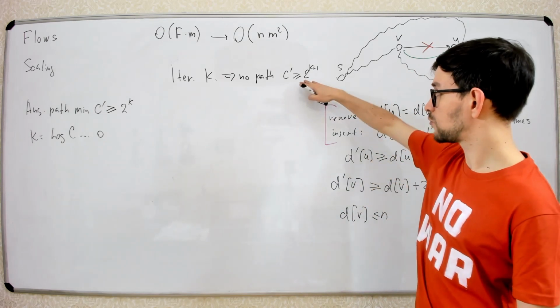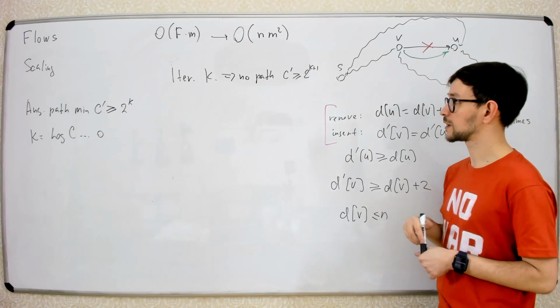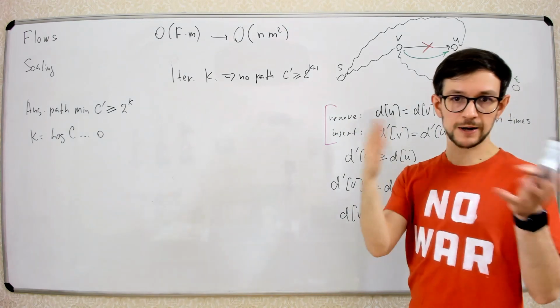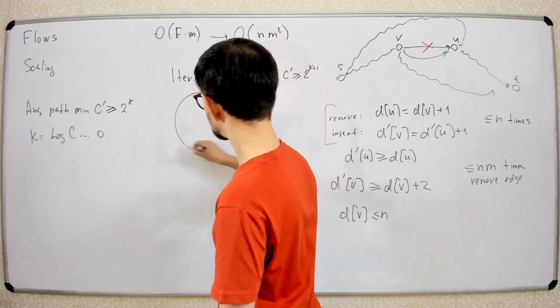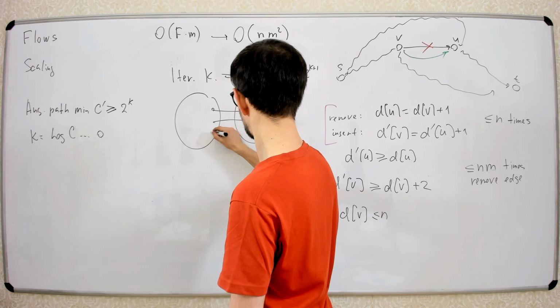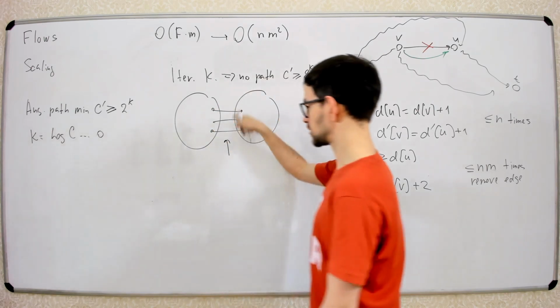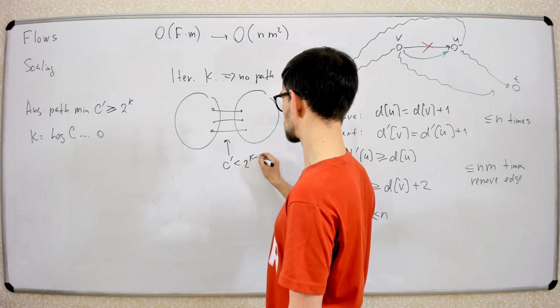So what does it mean? If we don't have any path with capacity 2 in power k plus 1, it means again we have some cut. So again, we run this DFS. So these nodes are reachable, these nodes are not reachable. And for all edges in this cut, we have the residual capacity less than 2 in the power of k plus 1.